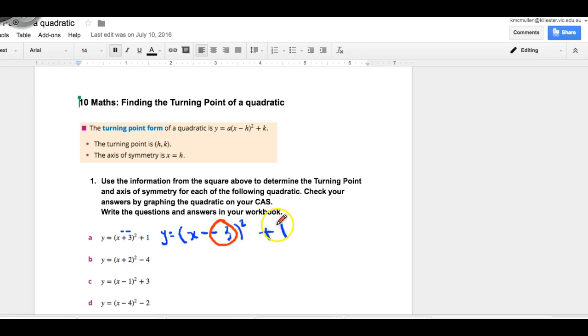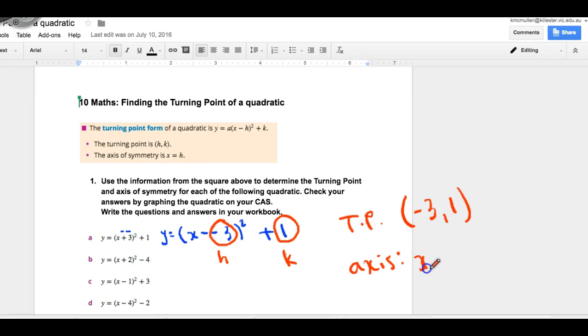So in this case, we have h equals negative 3 and k is 1. So your turning point for this one is negative 3, 1. And your axis of symmetry is, remember, x equals h, so it's x equals negative 3. Now, is that all we had to do?